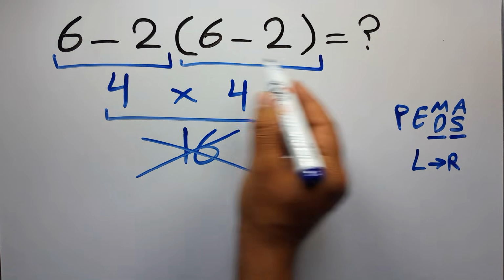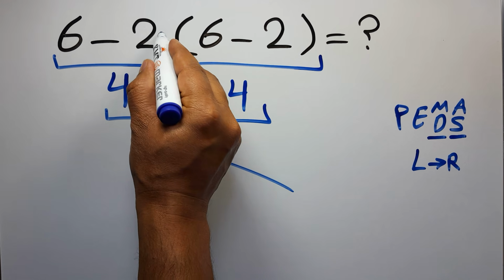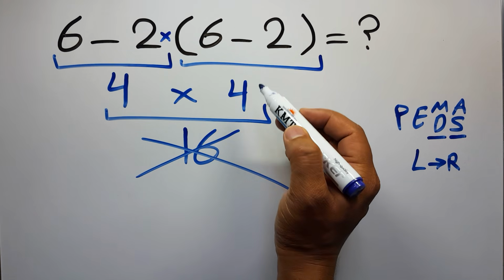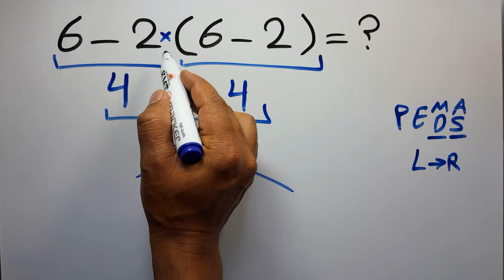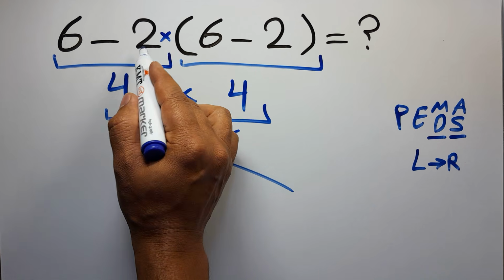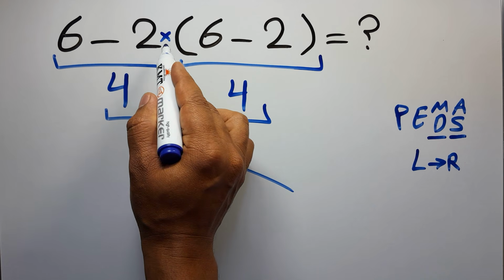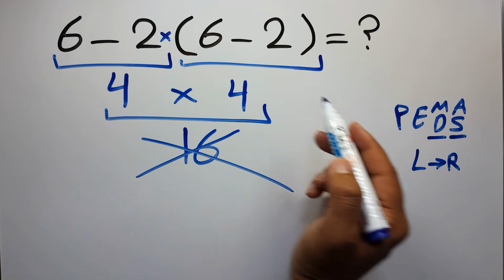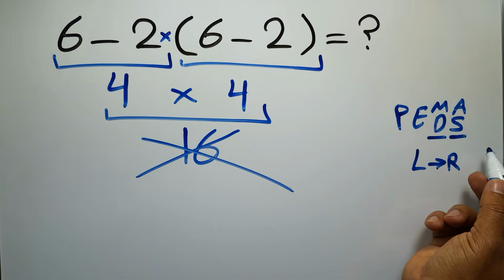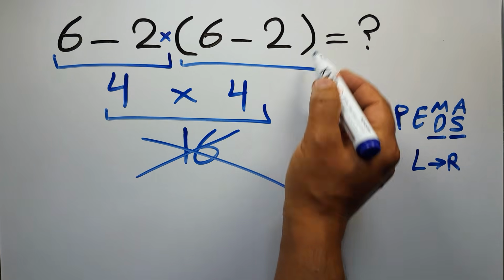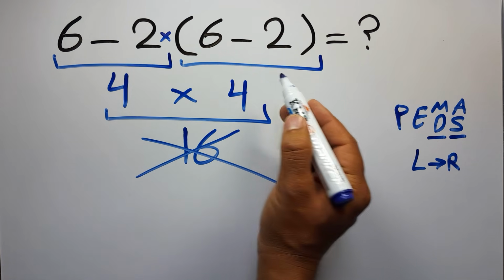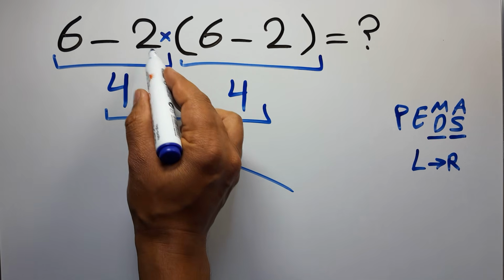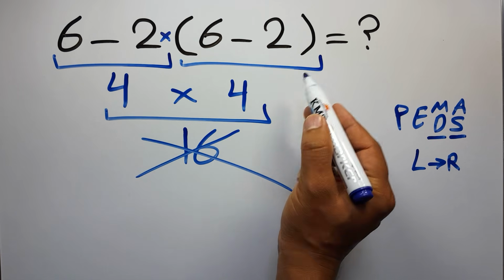In this expression, we have one subtraction, one multiplication, and one parentheses. Inside this parentheses, we have one subtraction. Here we have a multiplication because in mathematics, when a number is placed next to parentheses, it means multiplication, and we usually don't write the multiplication sign for brevity. So according to PEMDAS, first we have to do this parentheses, then this multiplication, and finally this subtraction. If we do this subtraction before this multiplication or this parentheses, it is wrong.